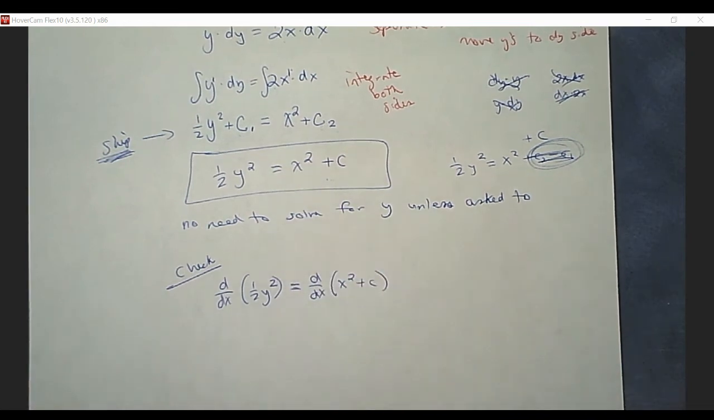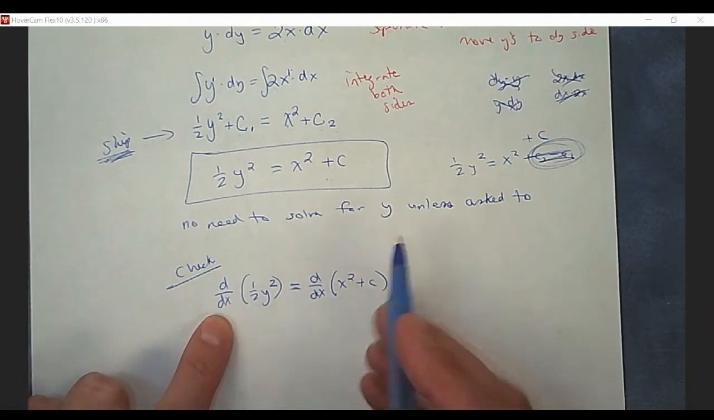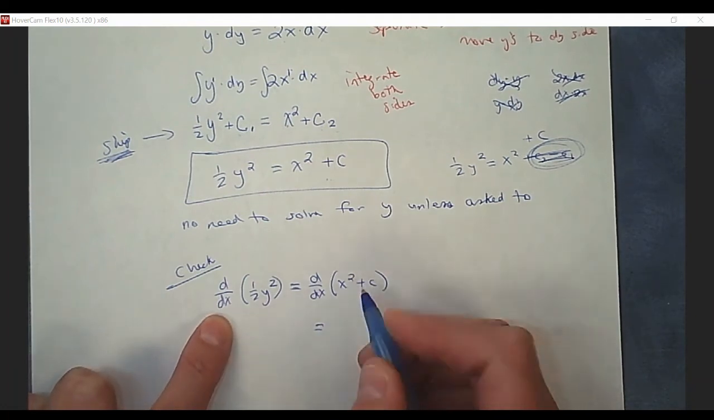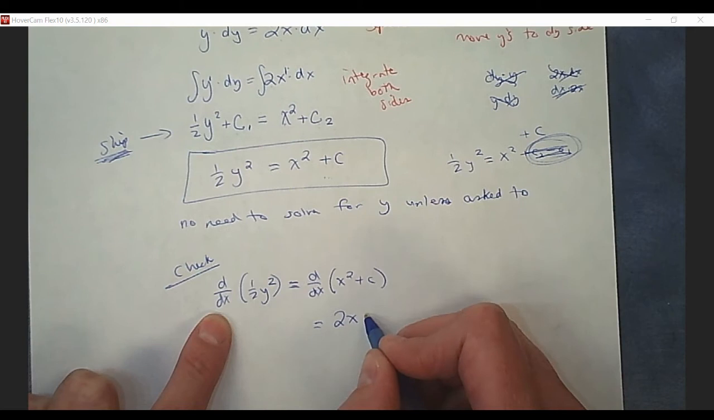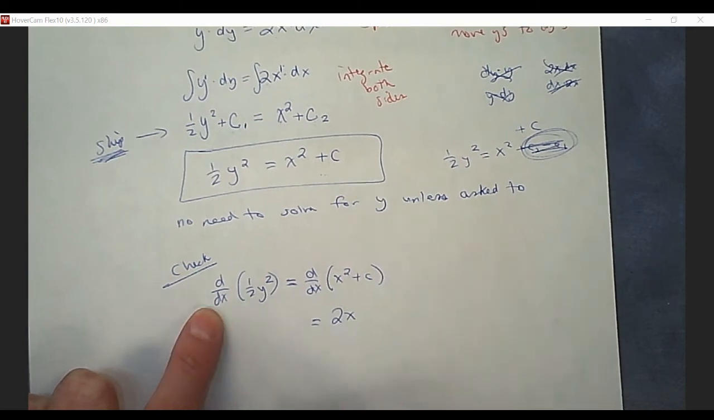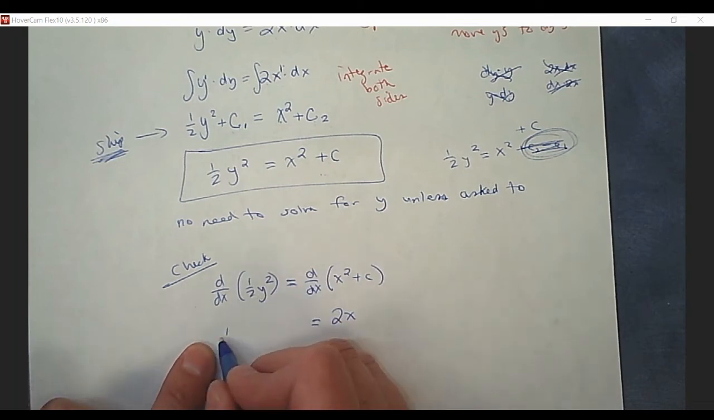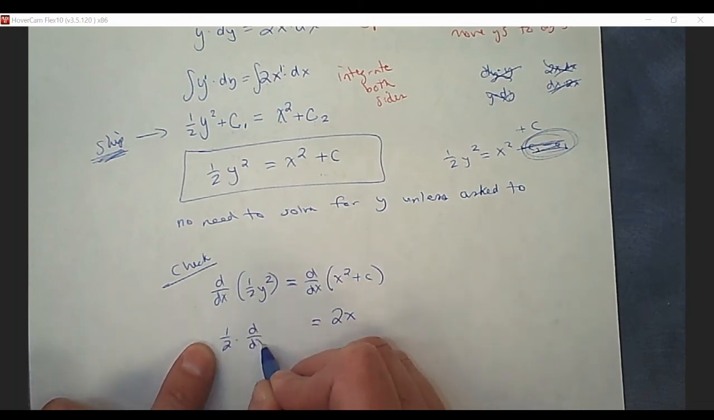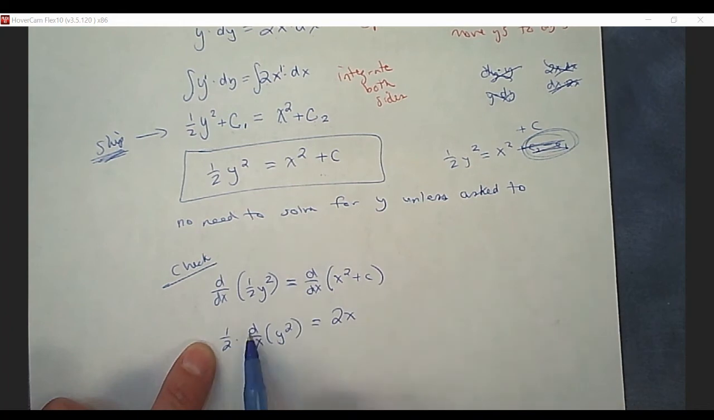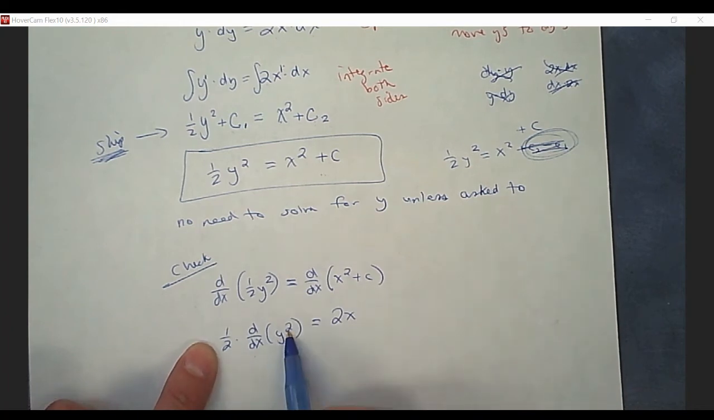So in order to find the derivative with respect to x of both sides, the right-hand side is going to be a piece of cake. This is going to be 2x with the power rule. The derivative of a constant is 0, so it's just 2x over there. The left-hand side is going to require implicit differentiation. So what I'm going to do is slide the 1/2 out front because that's a constant multiple, and then just find the derivative with respect to x of y squared.